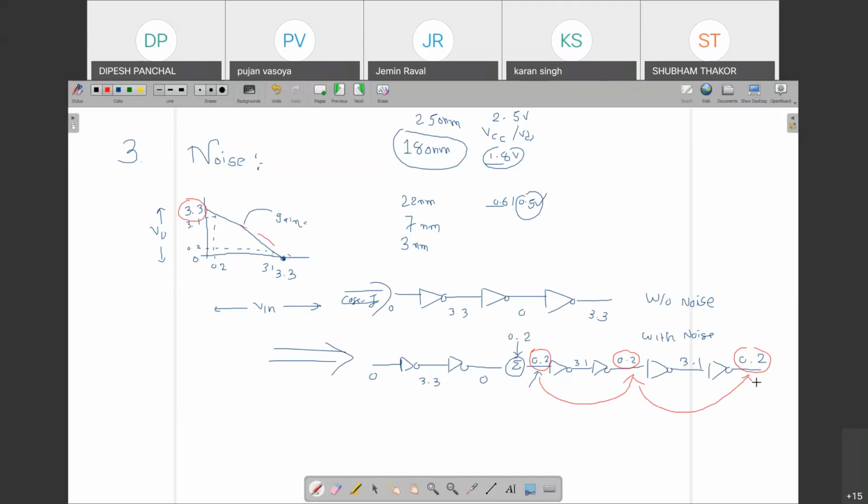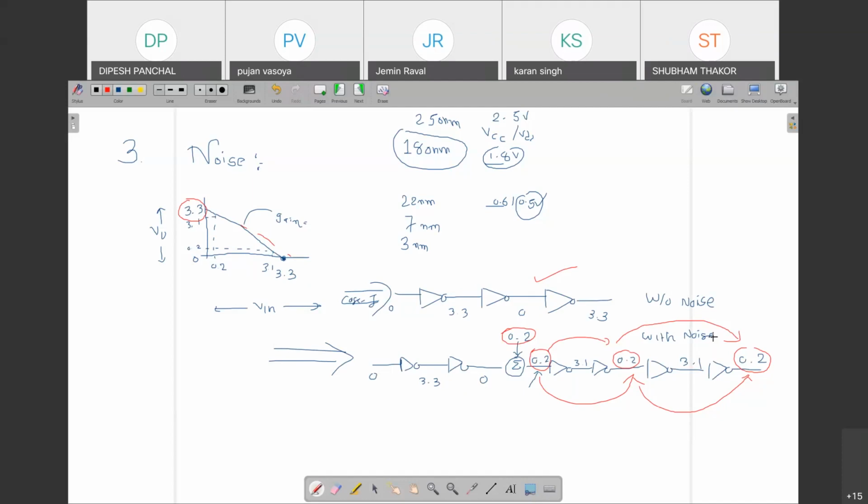The inverter characteristic is like this, a straight line with slope 1. Without noise there is no problem; perfectly it is an inverter. But once I add the noise, it also propagates. That I don't want. Noise should not propagate. It should be completely 0 or attenuated. That is my requirement. So we'll make some modification in this graph and then see how we can do that. And we achieve the output 0 to 3.3 without any noise.